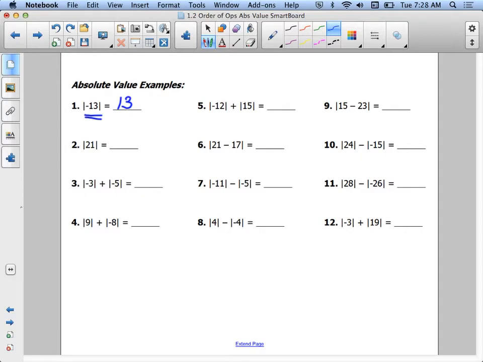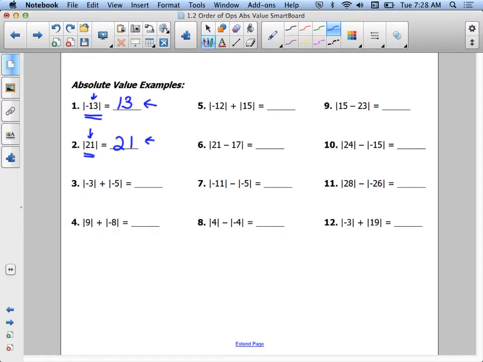Now if we look at number 2, the absolute value of 21. The distance of 21 from 0 on a number line is 21 units. Again, that distance is positive. So regardless of whether the number in the absolute value bars is a positive or negative number, here's a negative, here's a positive, you'll see that both answers are positive. This is what we mean when we say the absolute value is always positive.